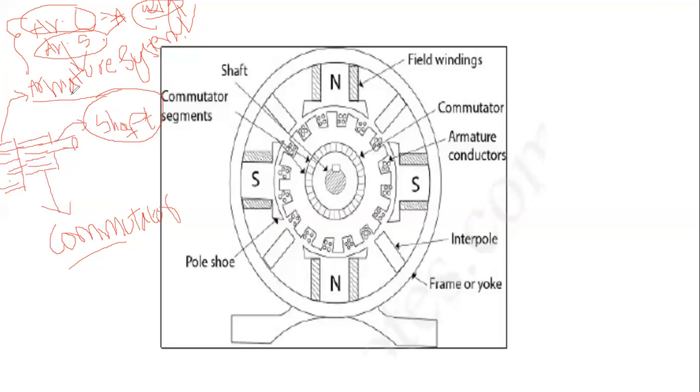The armature system consists of three parts: armature core, armature slots and the armature winding. The armature core has a number of slots, and each slot has a number of windings. It is the rotating part of a DC machine. Understand? These are the three parts of a DC machine.